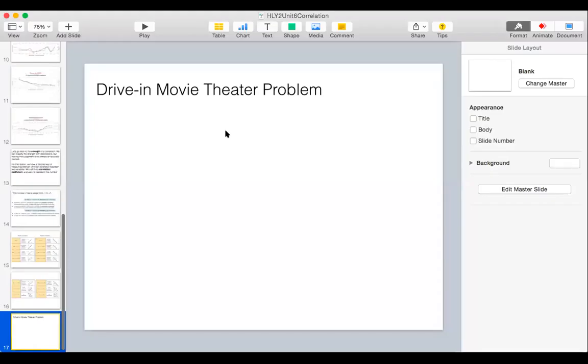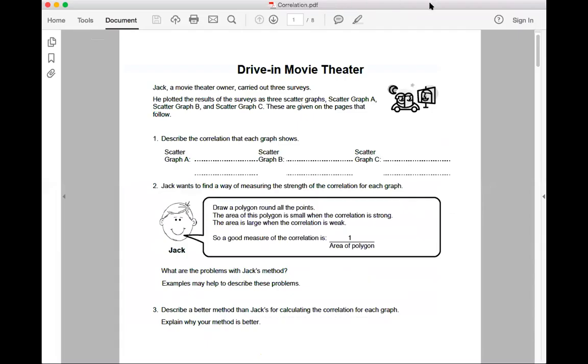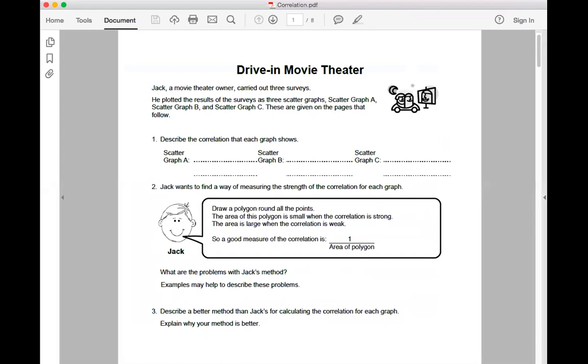You're going to need to find the drive-in movie theater problem. It should be attached in the Google Classroom assignment. Go ahead and open that up now. In this task, Jack, a movie theater owner, carried out 3 surveys. He plotted the results of the surveys as 3 scatter plots: scatter graph A, scatter graph B, and scatter graph C. These are given on the pages that follow.